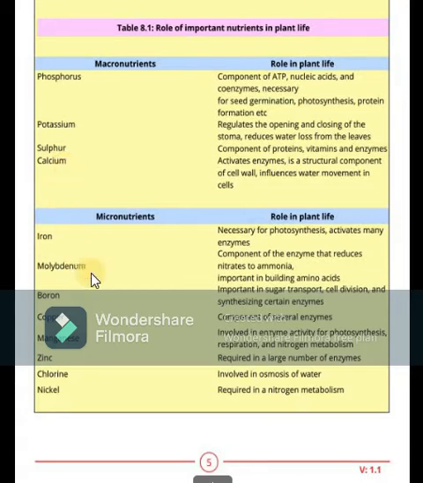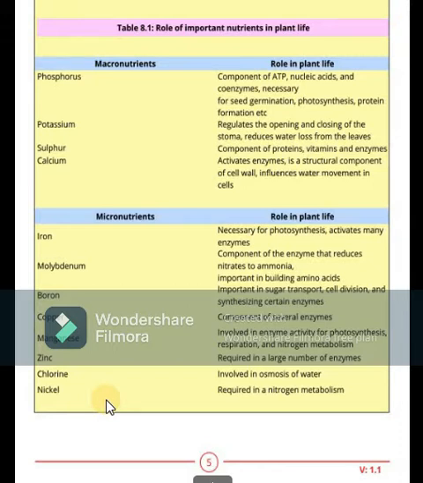Now we'll come towards the micronutrients. Iron is necessary for photosynthesis, activates many enzymes, and is a component of the enzyme that reduces nitrates to ammonia. Molybdenum is important in building amino acids, and it is important in sugar transport and cell division. Boron is important in synthesizing certain enzymes, sugar transport and cell division. Copper is a component of several enzymes. Magnesium is involved in enzyme activity for photosynthesis. Zinc is required in a large number of enzymes. Chlorine is involved in osmosis of water. Nickel is required in nitrogen metabolism.